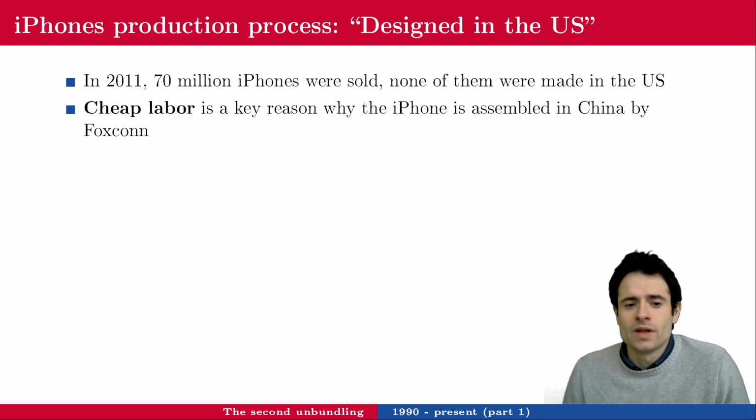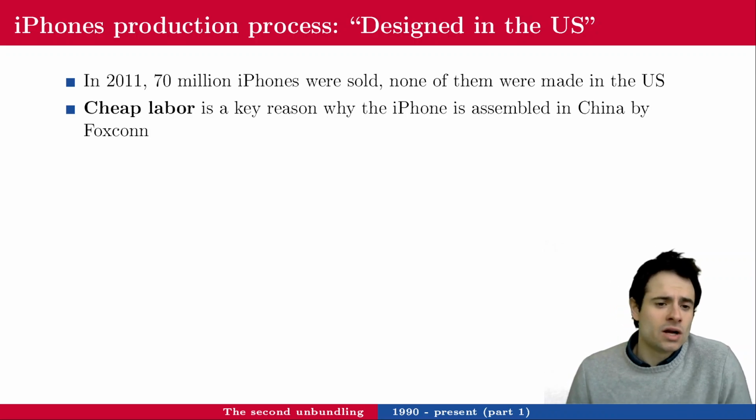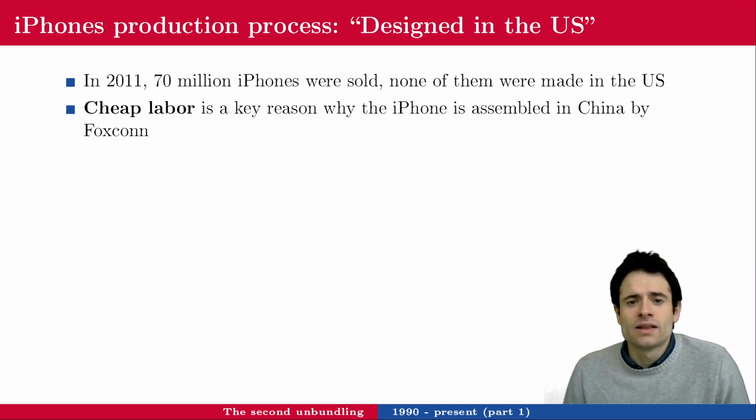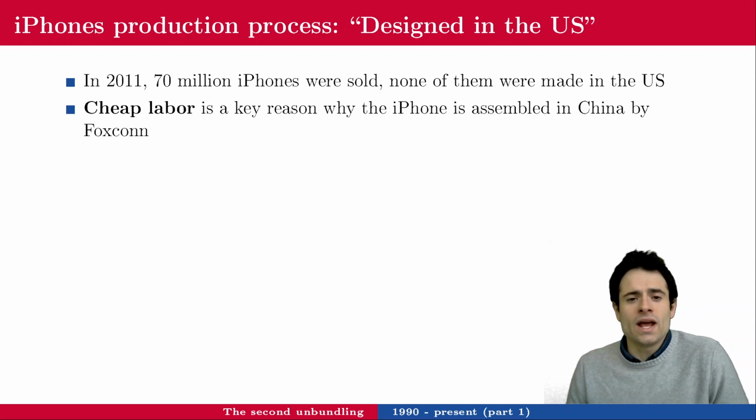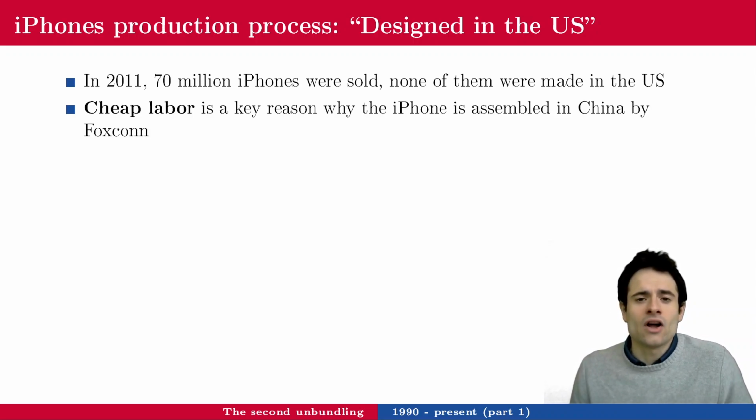Cheap labor is the main reason why iPhone is assembled in China by Foxconn. So Foxconn is a Taiwanese firm that is in charge of coordinating the assembling of all the different parts that are being produced in different places.